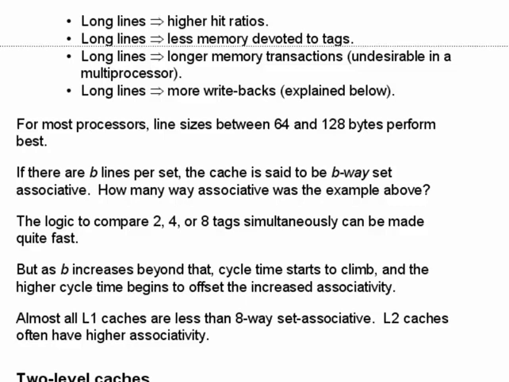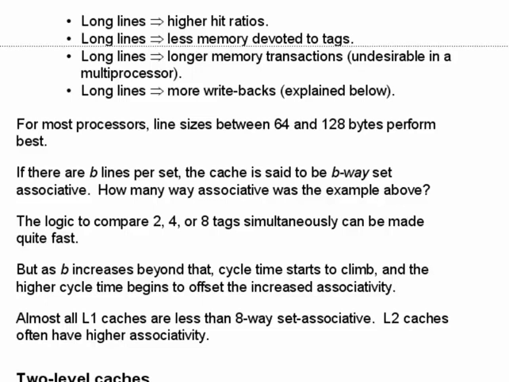Okay, well, there are a lot of caches in the real world that are 2, 4, or 8-way set associative. And there are even some that are 16-way set associative. But as B increases beyond that, the cycle time starts to climb just because you've got more comparisons to do, more levels of logic to transit in addition to there being more logic because you're doing more comparisons in parallel. And things just get slower. Okay. So the higher cycle time begins to offset the increased associativity.